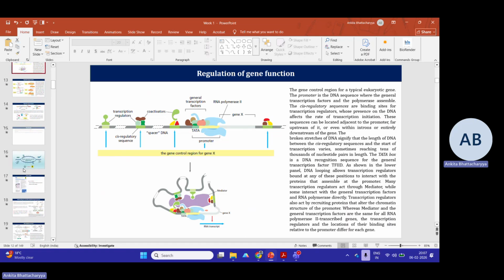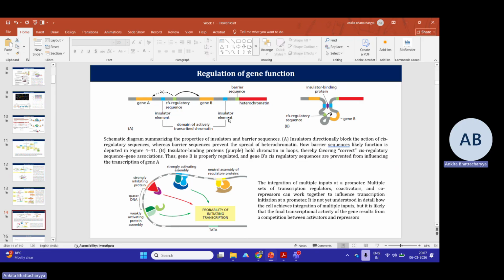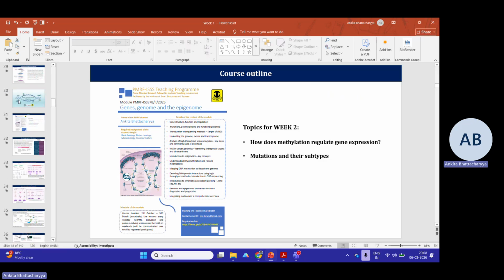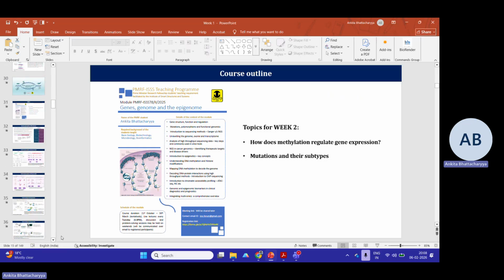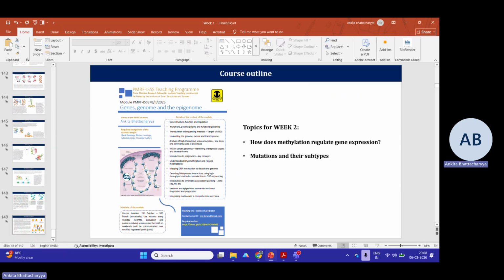And if you remember, we had also discussed this. Sometimes there can be the presence of insulator proteins, and these insulator proteins can loop and block some regions of the genome, thereby controlling how genome expression may be regulated inside the cell. So, coming back to our session for today, let me quickly go back there.